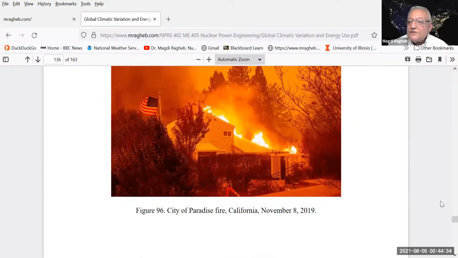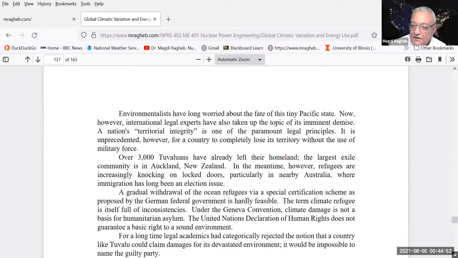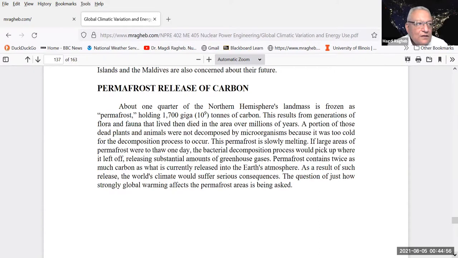As I suggested, we should expect an increase in weather phenomena. The city of Paradise in 2019 was all burned to the ground, all the residences there. And that's because of the effect of warming, as I suggested, on the increase in weather phenomena and the heat fluxes on the Earth's surface.